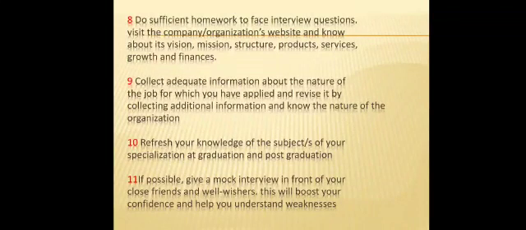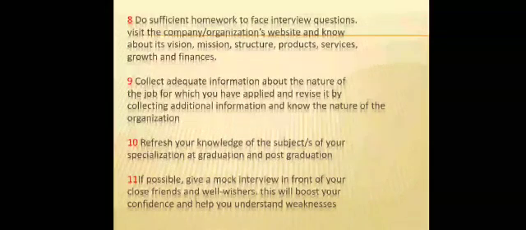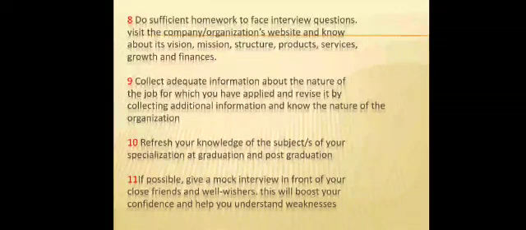Refresh your knowledge of the subjects of your specialization at graduation and post graduation. Suppose you have completed your graduation in economics and post graduation also in economics, so you need to get proper information about your graduation and post graduation. You just revise it. If you forget, then we need to remember what your subjects were at graduation level, what the different papers were, what the basic information about that is. If you forget, just remind yourself, revise it at the graduation and post graduation level. Try to collect the information because they might ask you questions on that particular graduation and post graduation level subject.